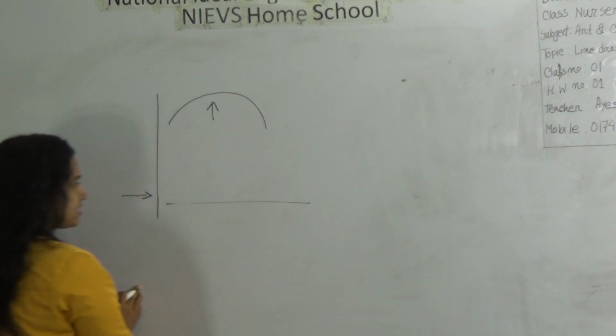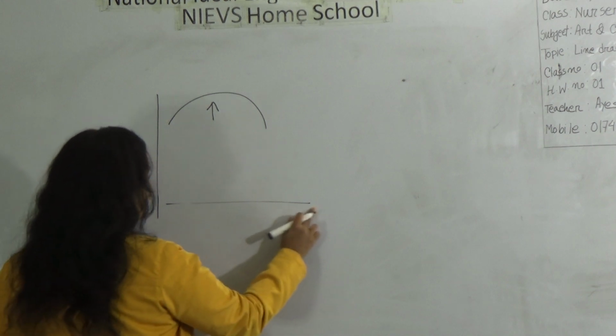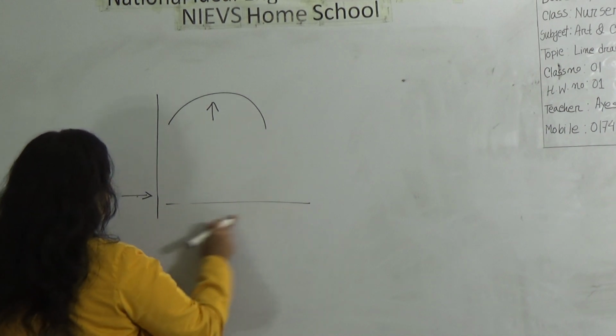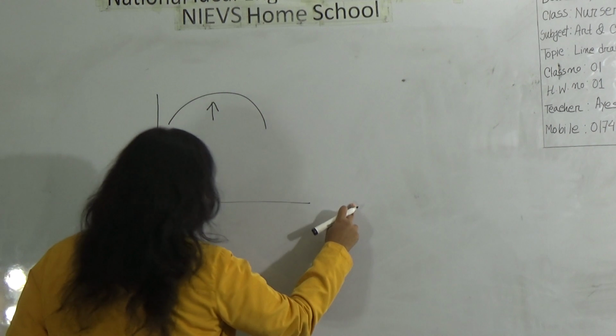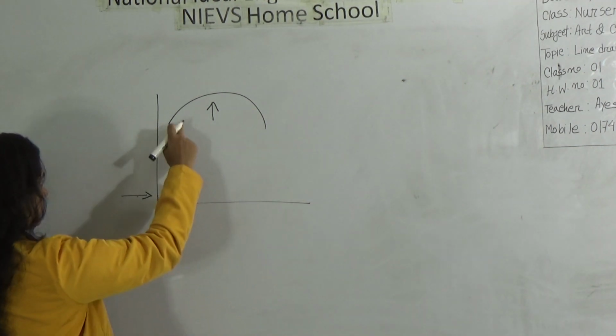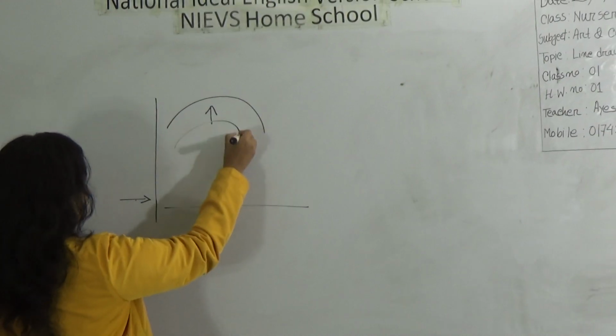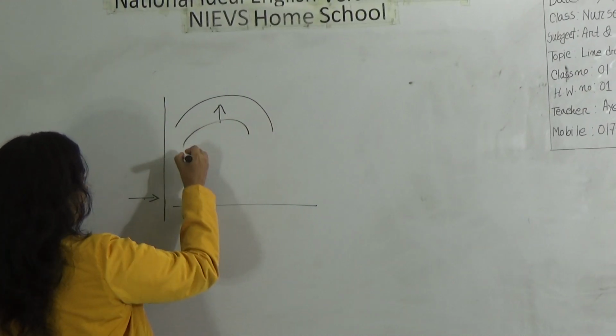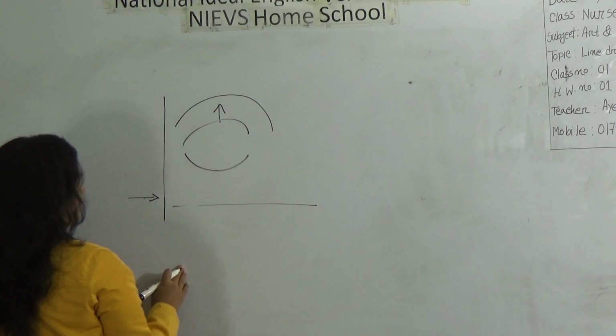This one is vertically, horizontally. When we say draw a horizontal line, everyone draw this type of line. When I say curved line, you draw this type of curved line. This one is also a curved line.